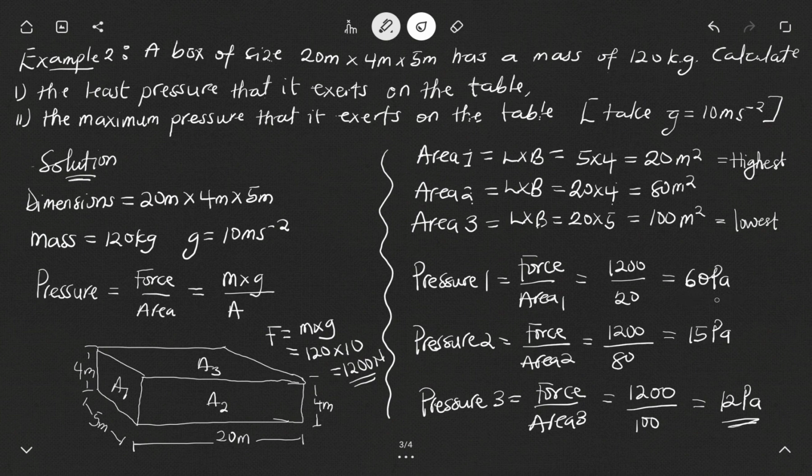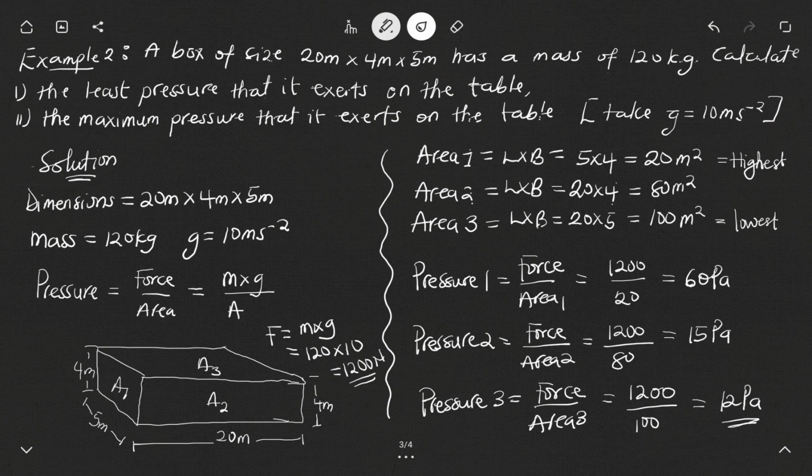That is what we can see over here from the results. So the II aspect, which is asking for the maximum pressure on the table, that maximum pressure will be from area 1, which has the smallest area, and the pressure over there will be 60 pascal. Now the I aspect, which is asking for the least pressure: between 15 and 12, 12 is the smallest, so the least pressure is going to be 12 pascal, and it is exerted by area 3, which has the highest surface area.